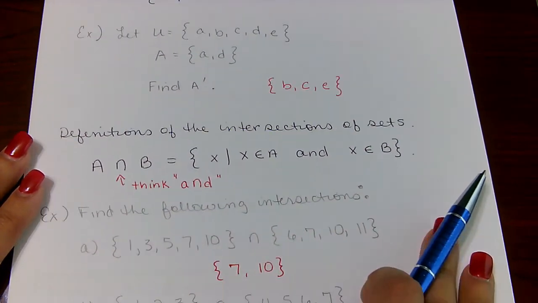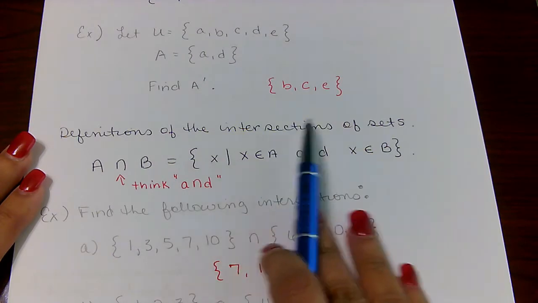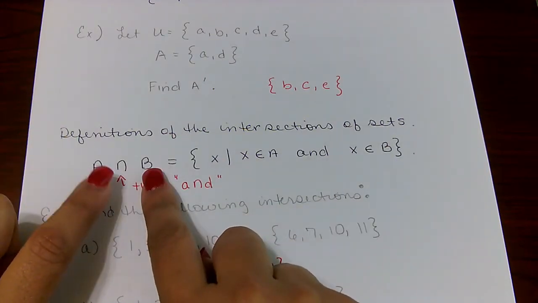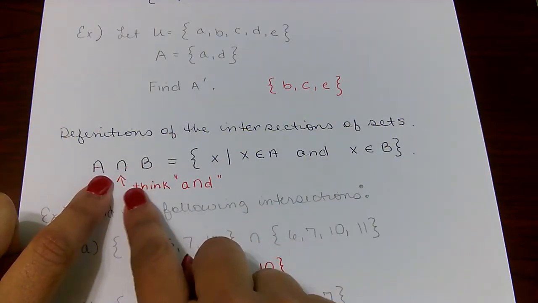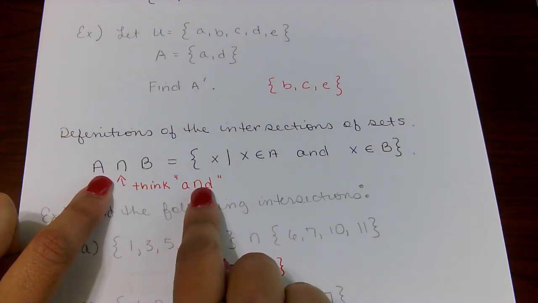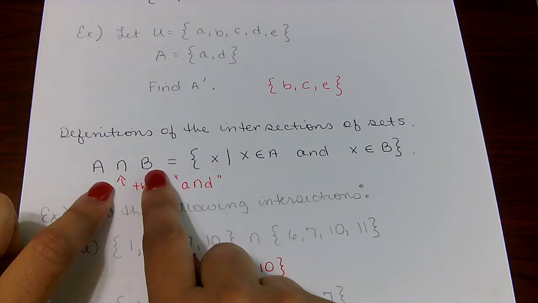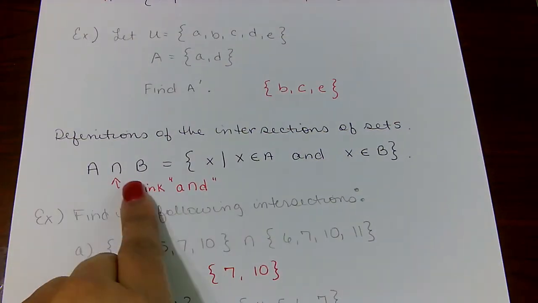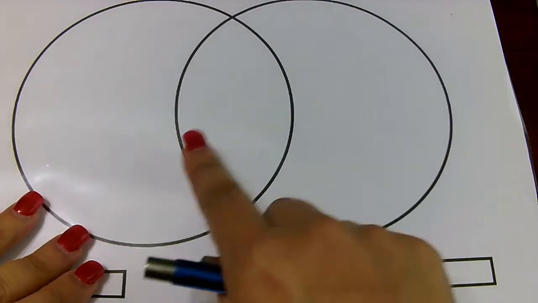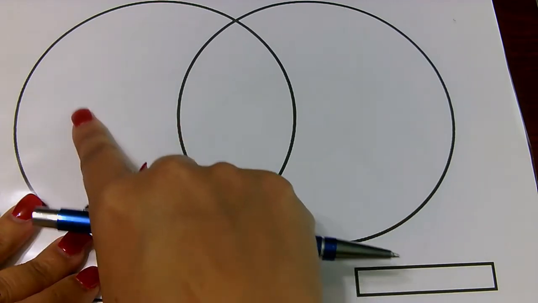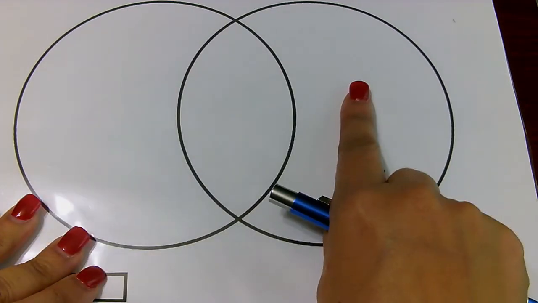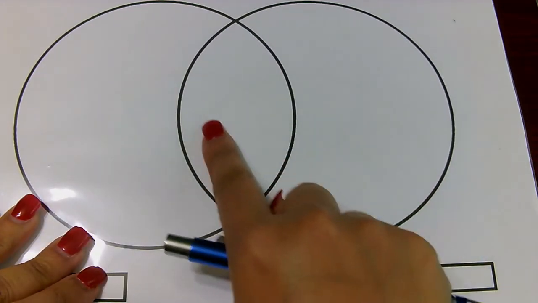Definitions of the intersection. What we're saying is A and, think of the word and has an N in the middle, which is similar to this, B. That's that overlapping section in our Venn diagrams. If this is set A and this is set B, A and B is going to be right here in the center.